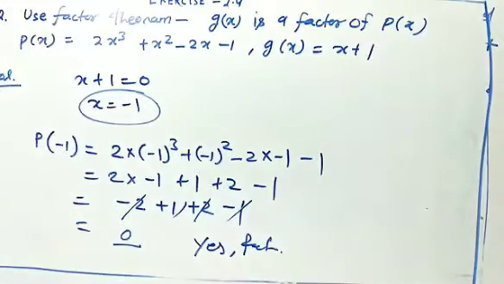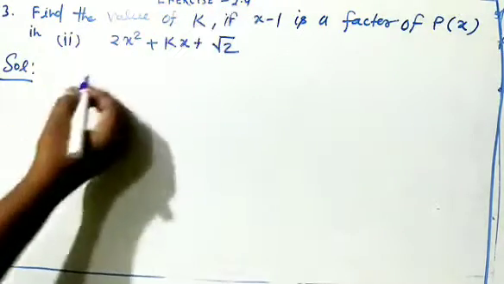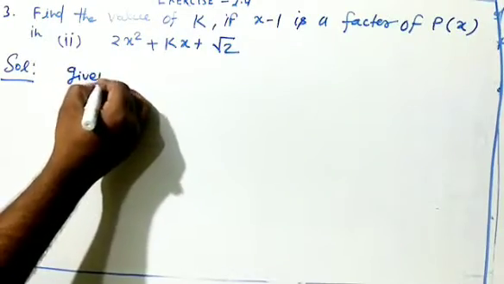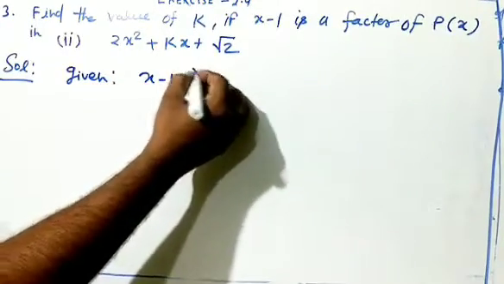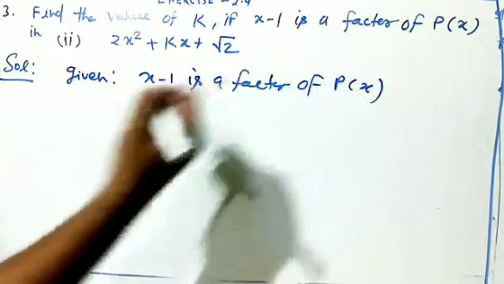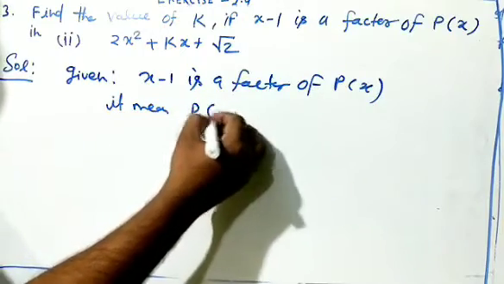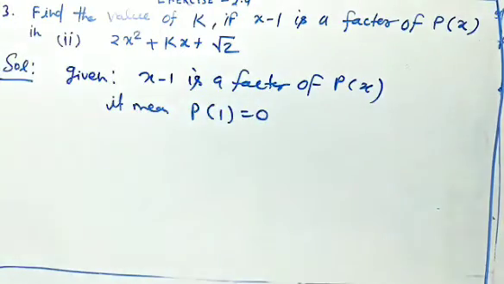Okay, come to the next question. Question number 3: find the value of k if x minus 1 is a factor of p(x) equal to 2x square plus kx plus root 2. We have to find the value of k using the factor theorem. So what is given? x minus 1 is a factor of p(x). It means p of 1 will be 0. It is the factor theorem.